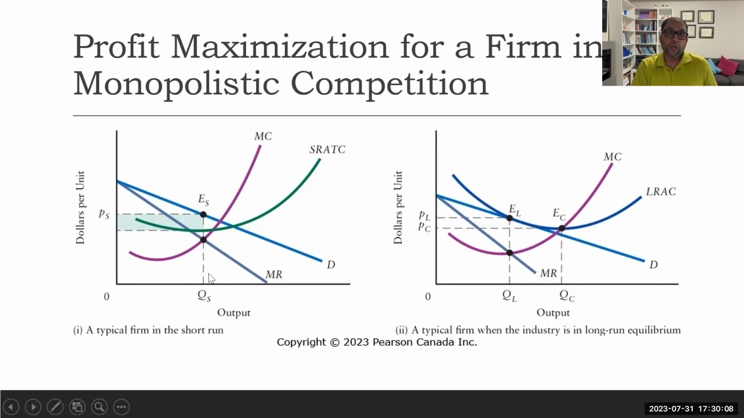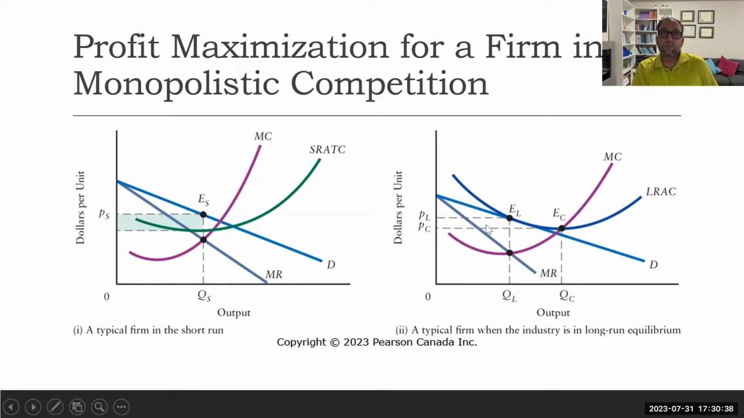But what is going to happen in the long run? As there is an economic profit and there is freedom of entry and exit, new firms are going to enter that market. So when the new firms enter, what is going to happen? The demand goes down, and in the long run, the demand shifts in such a way that it is going to be tangent to the long-run average cost curve. And we see here that there is zero economic profit.